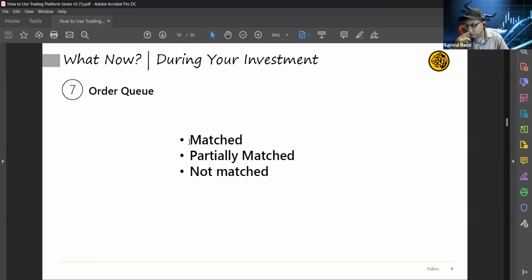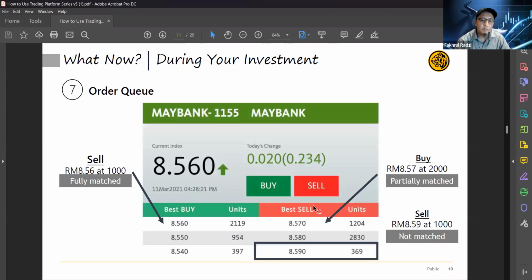If your order mentioned partially matched, you need to check how many units have actually matched. Not all of the 10,000 units that you key in, maybe it has partially matched for 7,000 units only. So another 3,000 is still in queue. Or your order might not match at all after 5 p.m. Alright, so let me show you the order queue. In our platform here, you need to determine which one is the buy price and the sell price.